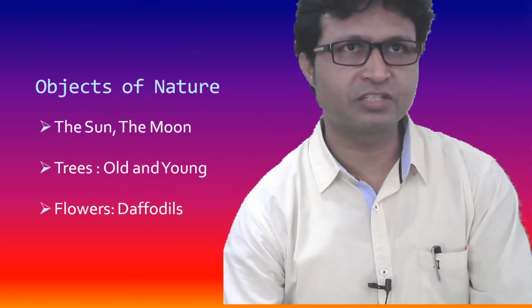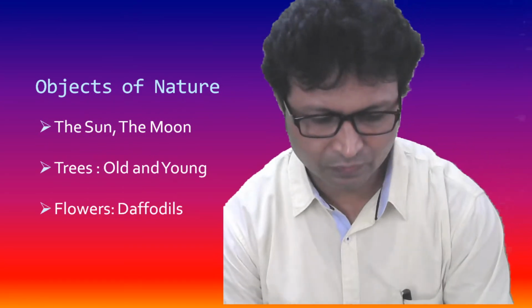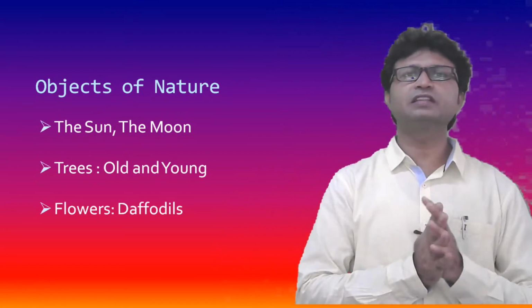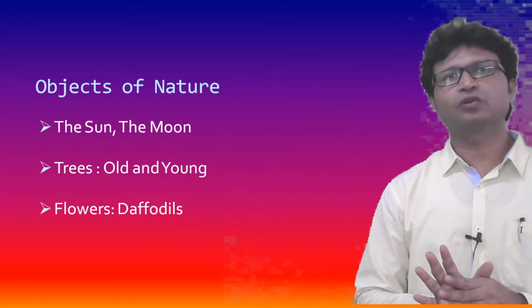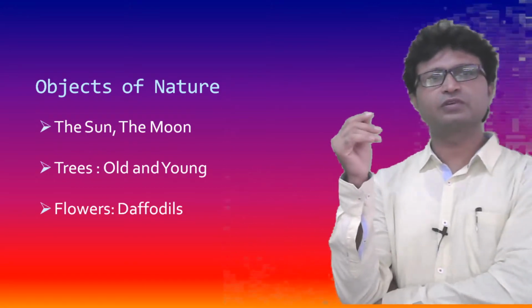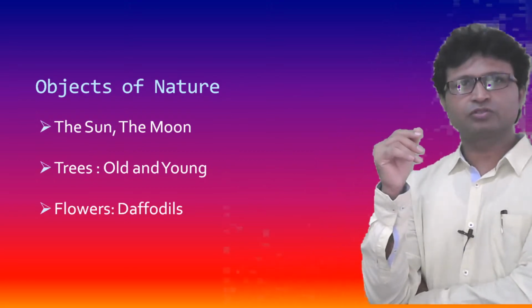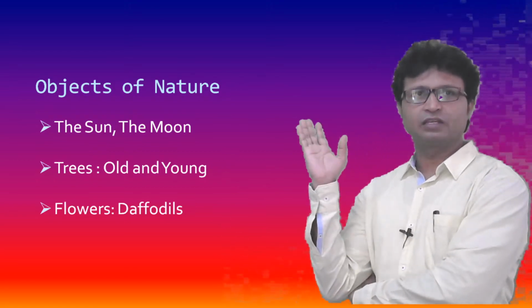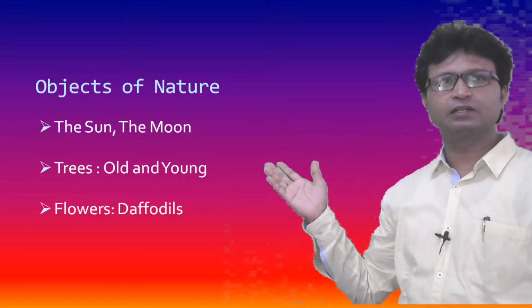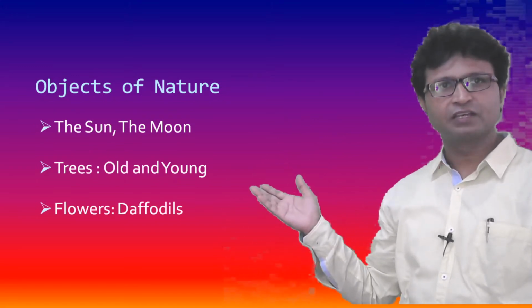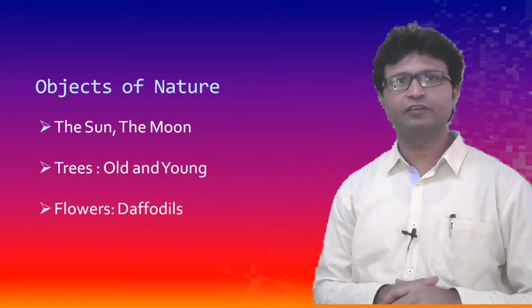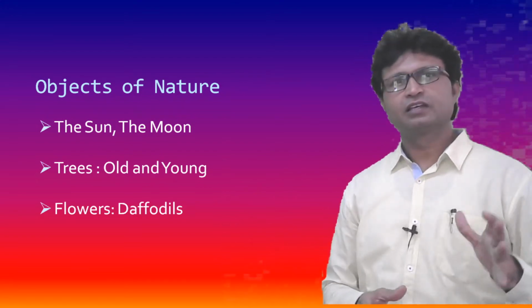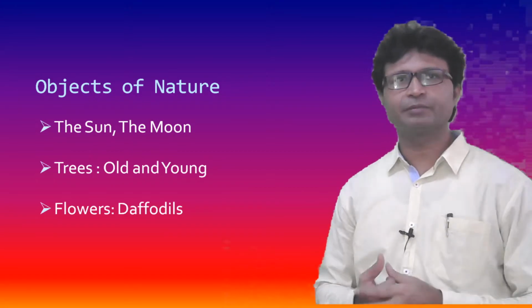Now moving on to the next one, objects of nature. As we proceed with the description of the poem, certain things again come across, and they are the objects of nature. So what are those objects of nature which give us joy and happiness? Those objects of nature can be the sun, the moon, old and young trees, and the flowers, daffodils. Of course, I did not mention here the musk rose, but maybe in the coming slides it can be.